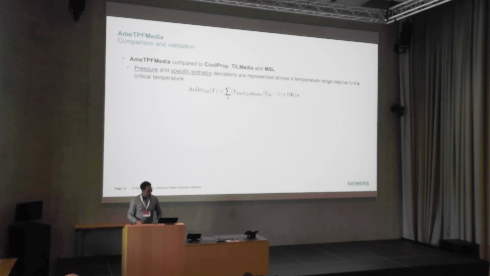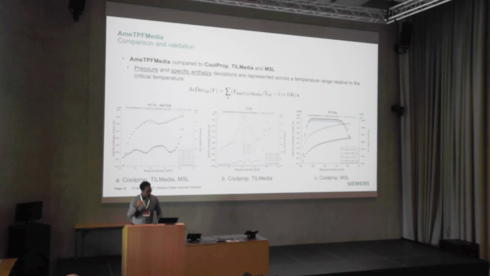So what we did, we take some examples from different libraries: Steel Media, open source part libraries, MSL, and CoolProp. And we selected 3 refrigerants, and we draw the deviation across a temperature range relative to the critical pressure and critical temperature, and we draw the pressure and specific enthalpy by evaluating the density. And we saw this deviation between AmeTpfMedia and the other libraries.